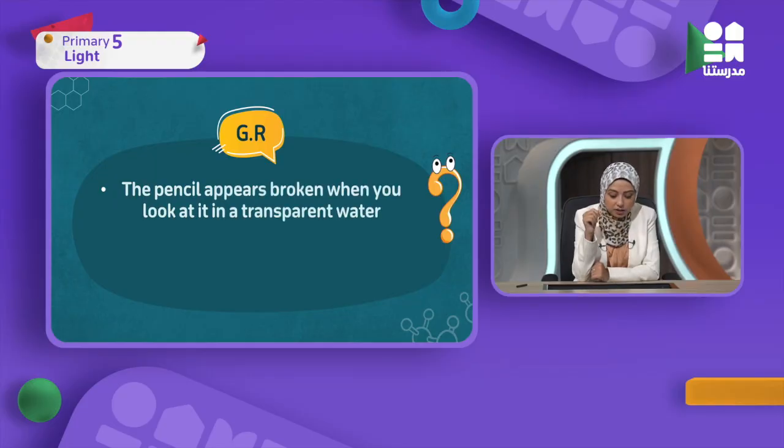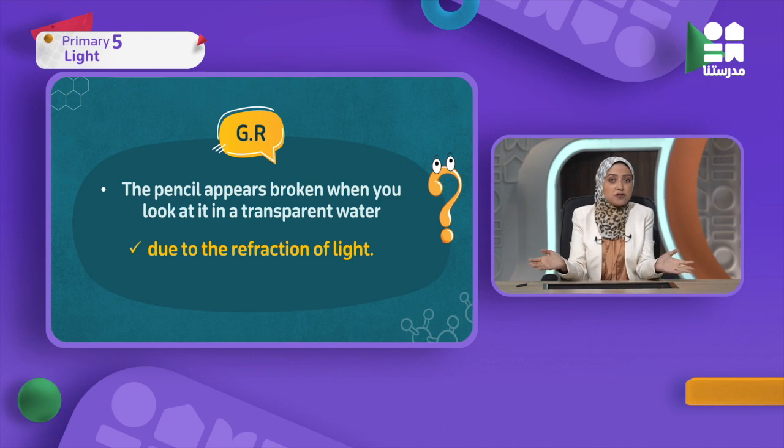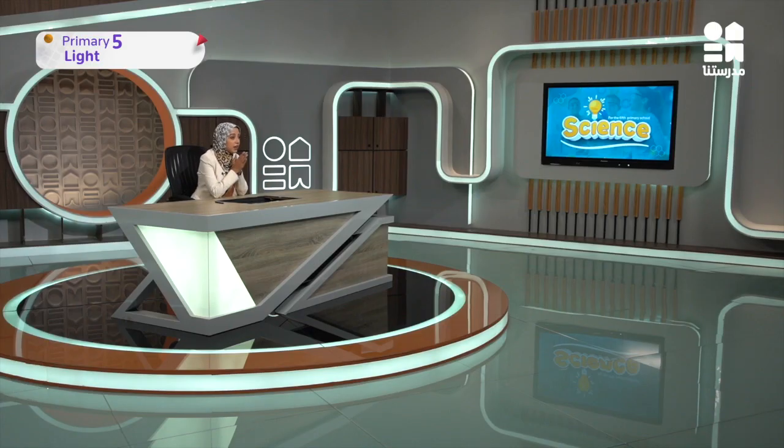Okay, so let's now ask you a give reason question. The pencil appears broken when you look at it in a transparent water. Why? Due to the refraction of light. Okay, يبقى احنا كده فهمنا light reflection، فهمنا light refraction، وعرفنا ان light refraction بسبب ايه؟ change in the direction of the light rays. تمام؟ اوكي، يبقى احنا كده اتكلمنا عن light reflection و light refraction.